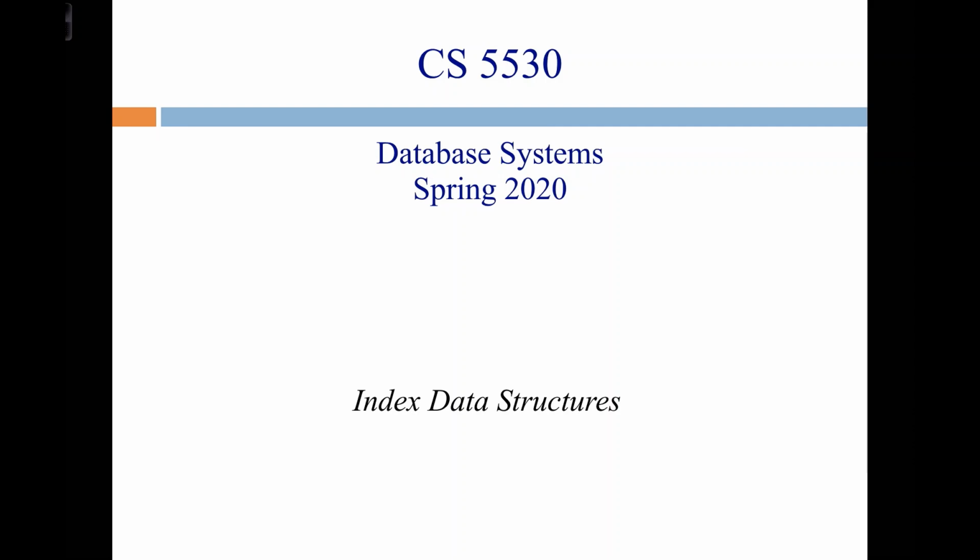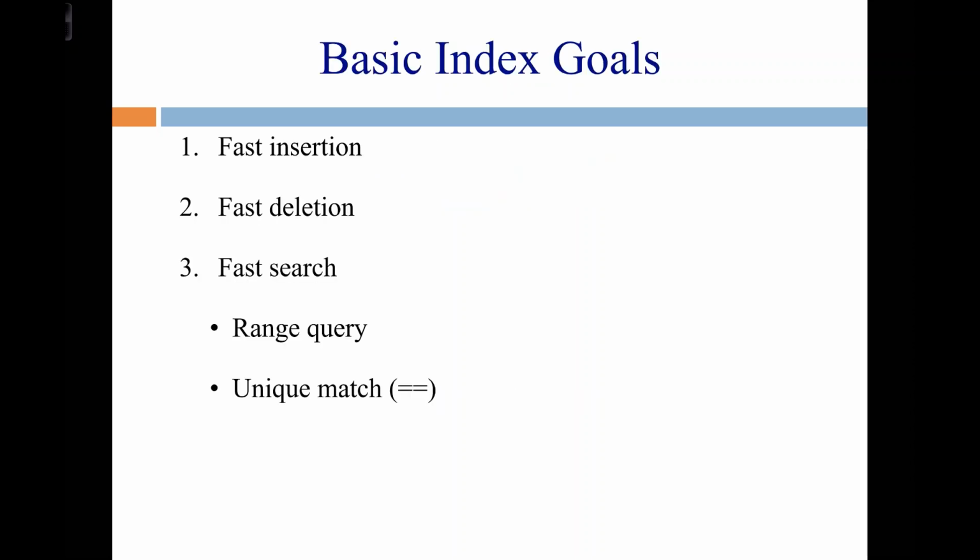Okay, now continuing the discussion on indexes, let's take a look at the actual data structures used to implement them. The basic goals of an index, and any collection data structure really, are that we want to be able to quickly add things to it, remove things from it, and search for things in it. That's not unique to a database, but we don't just want an index to support searching. We need to be able to quickly modify them by adding or removing rows.